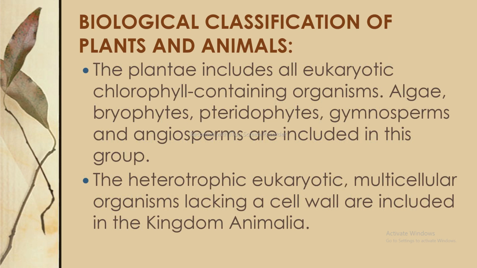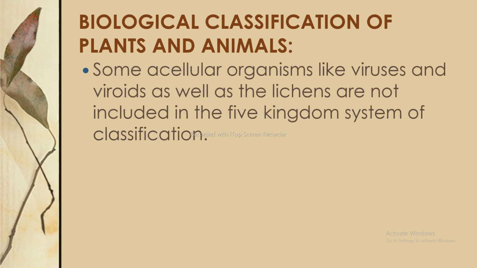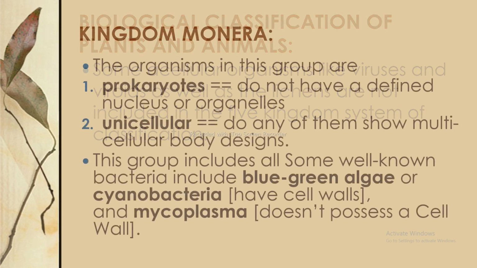The Plantae includes all eukaryotic chlorophyll-containing organisms. Algae, bryophytes, pteridophytes, gymnosperms and angiosperms are included in this group. The heterotrophic eukaryotic multicellular organisms lacking a cell wall are included in the kingdom Animalia. Some acellular organisms like viruses, viroids as well as the lichens are not included in the five-kingdom system of classification.